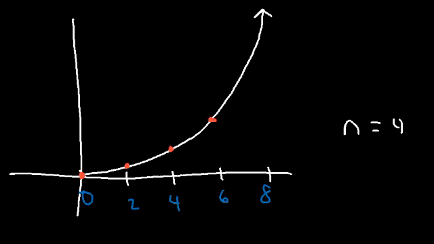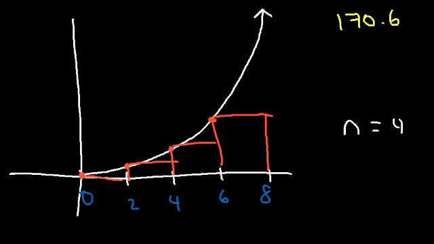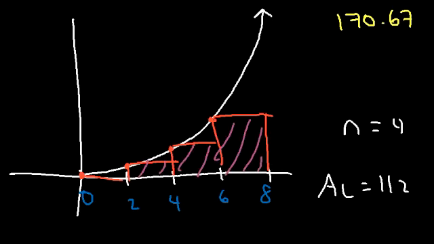And then when you draw your rectangle, draw a line to the right of each point. And then draw the rectangles. So we know the actual answer was 170.67, but using the left Riemann sum, we got an answer of 112. And we could see why it's 112. Notice that the rectangles are below the curve. There's a lot of empty space here. And that's why the approximation was an under approximation.